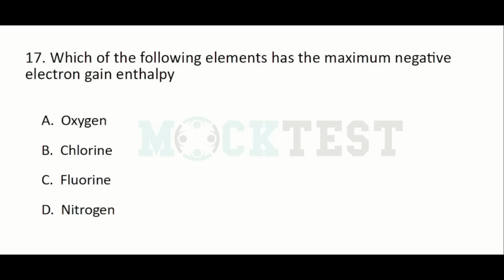Which of the following elements has the maximum negative electron gain enthalpy? Option A, oxygen; option B, chlorine; option C, fluorine; option D, nitrogen. The answer is option B, chlorine. Chlorine has the maximum negative electron gain enthalpy.